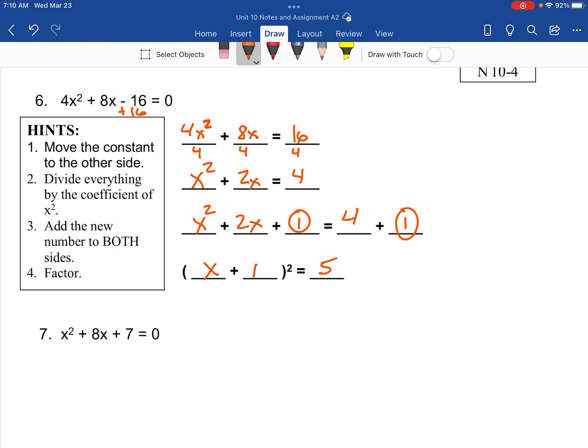Now, since we did divide by 4 at the first step, to get rid of that 4, we need to put it back in at the end. So putting it back in is doing the opposite. We're going to multiply everything by 4. So I'm going to leave it out front. So we got 4 quantity (x + 1) squared equals, 5 times 4 is 20. Okay, so there's my perfect square.